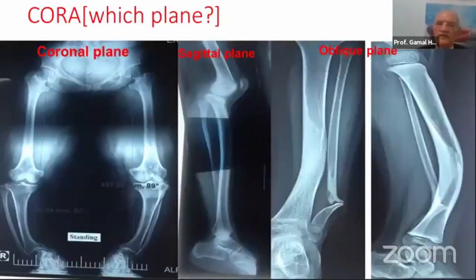The CORA also has to be defined in which plane. So the coronal plane, you see the CORA in the coronal plane, or the sagittal plane, where you have a lateral X-ray, or the oblique plane. What's the oblique plane? If you have a deformity in the AP and lateral, that means this is an oblique plane, not on the AP or the sagittal, but in between.